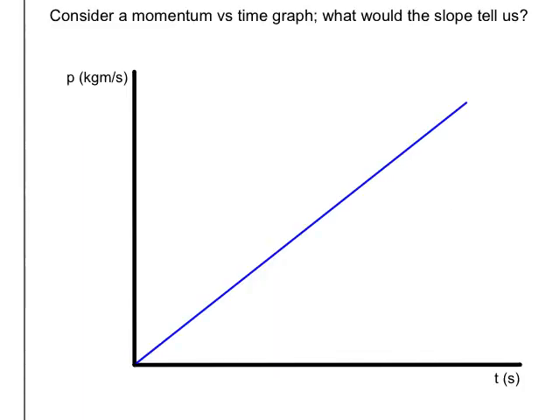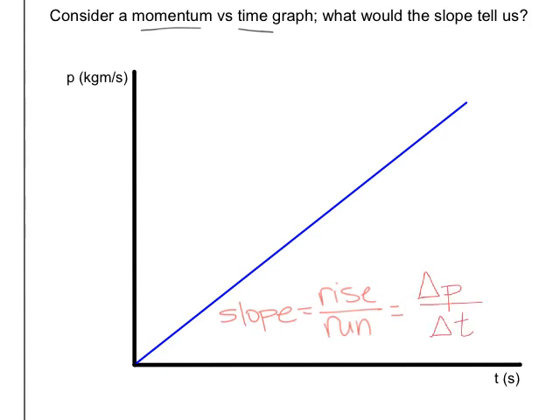The other type of graph you would need to learn about is a momentum versus time graph. So our momentum is on the y-axis and time is on the x, and you can see that the momentum actually changes over time, so we're looking at what the slope would tell us. Everyone knows by now that slope is rise over run, so in this case that would be a change in momentum over a change in time.